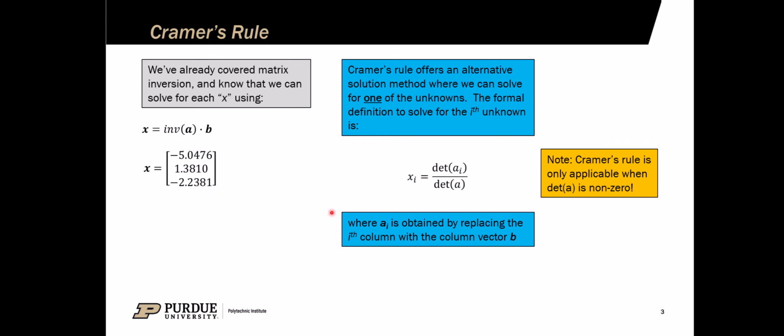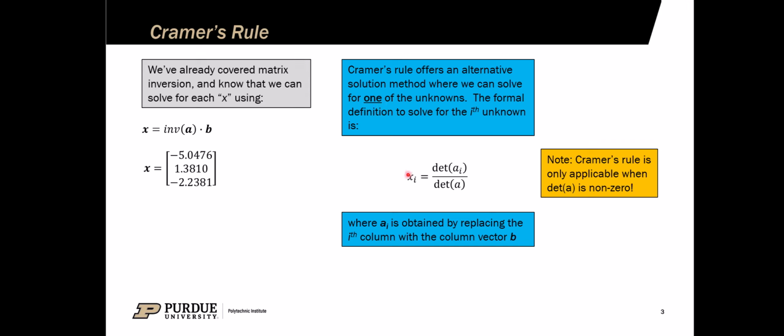So here's the key with Cramer's rule. Again, it is a method of solving a system of linear equations. But the difference is that Cramer's rule allows you to solve for one of the unknowns at a time. You don't have to solve for all three simultaneously like you do when you invert A and multiply by the column vector B. Here we got all three values at the same time. With Cramer's rule, you can solve for any one unknown that you're interested in.